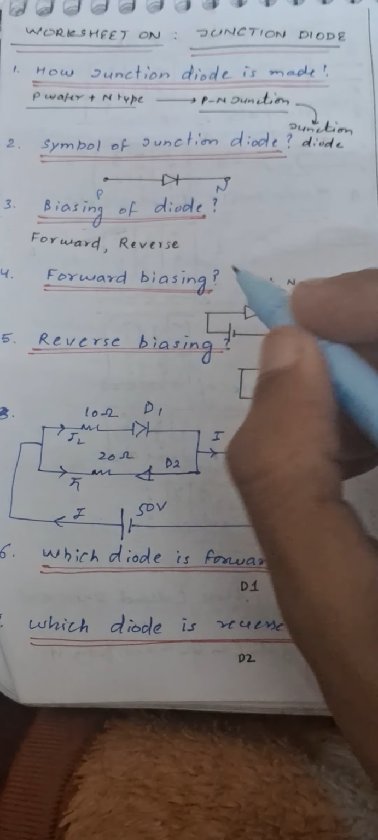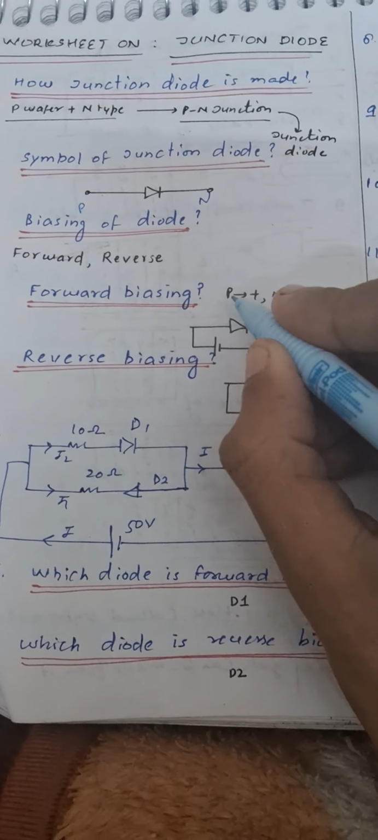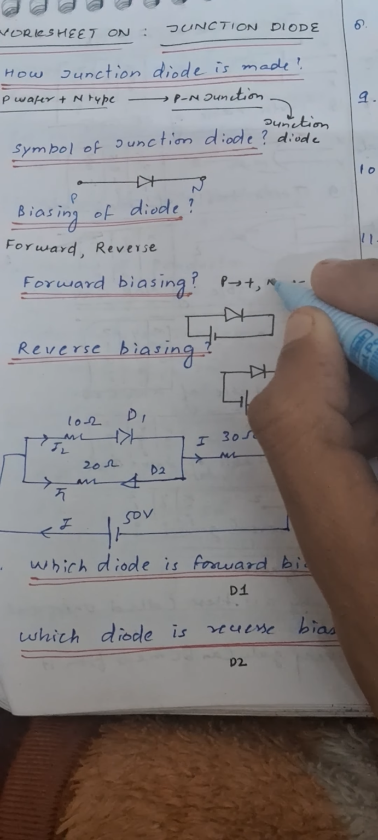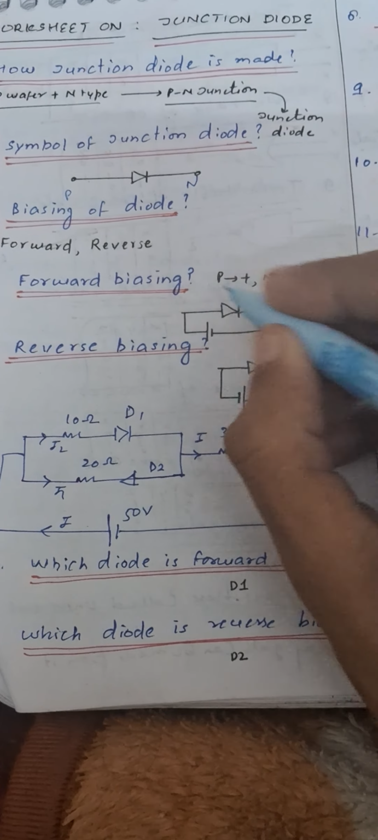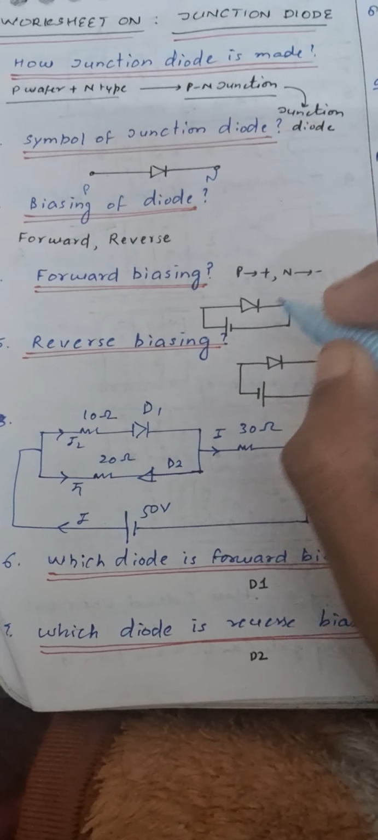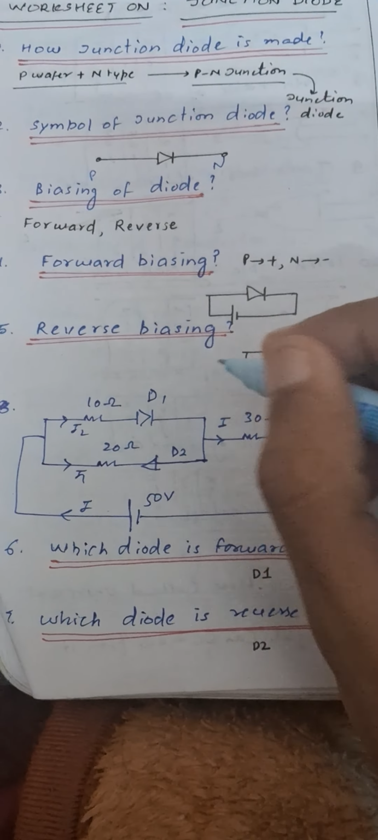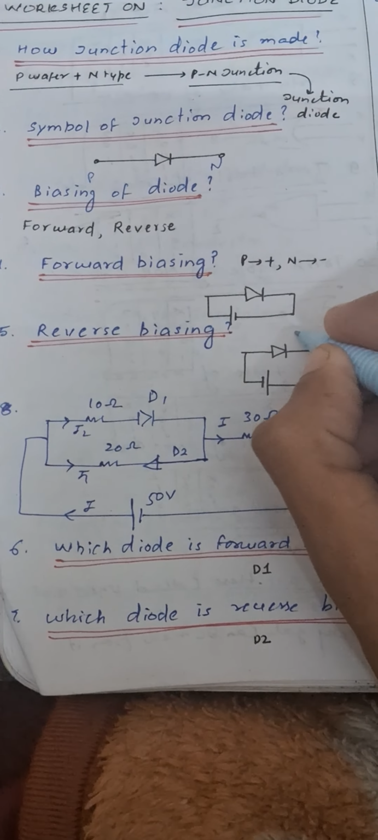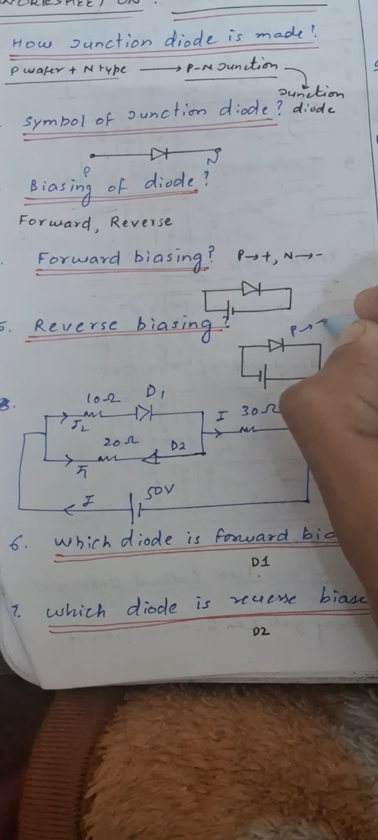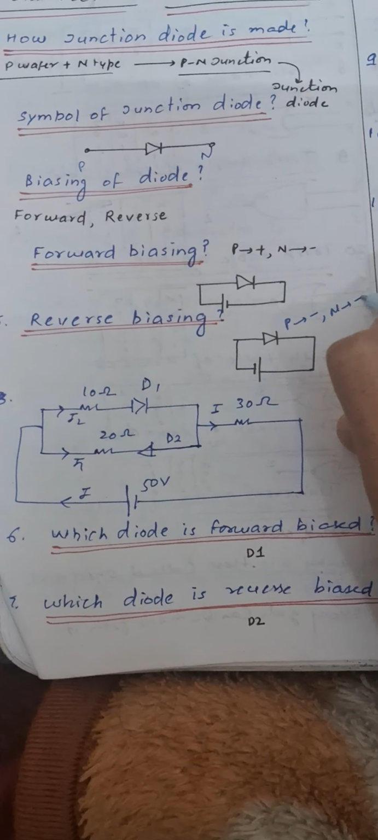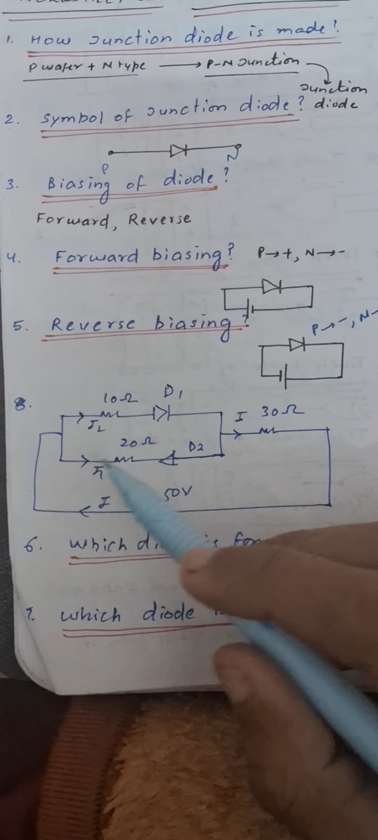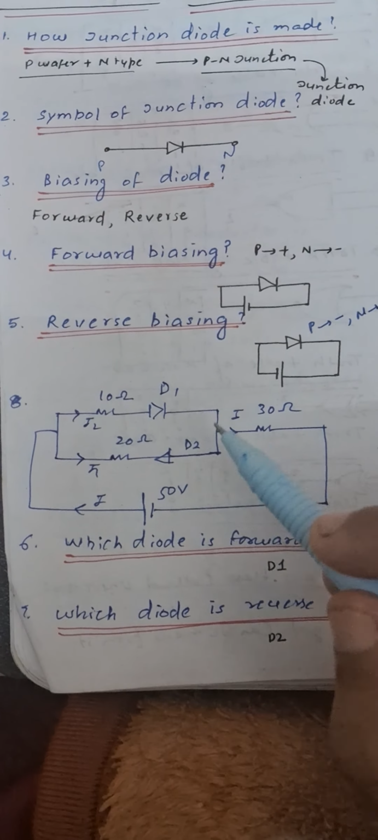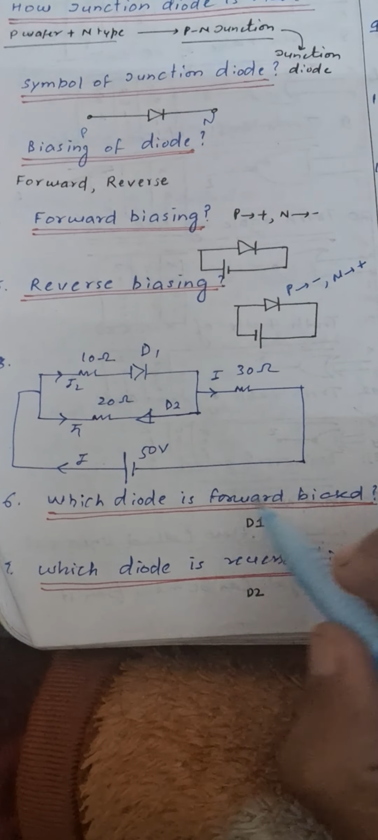The next question is what is forward biasing. When P is connected to the positive terminal and N to the negative terminal of the battery, the biasing is called forward biasing, as shown in the figure here. Next question is what is reverse biasing. In reverse biasing, P is connected to the negative terminal and N to the positive terminal, as shown in the diagram over here.